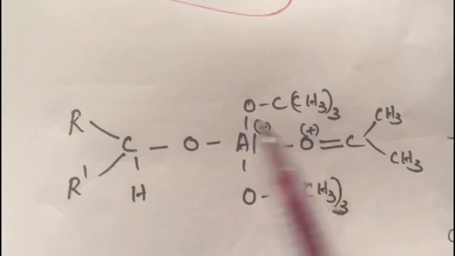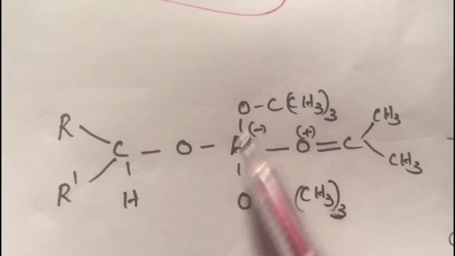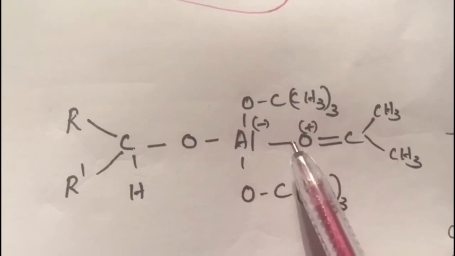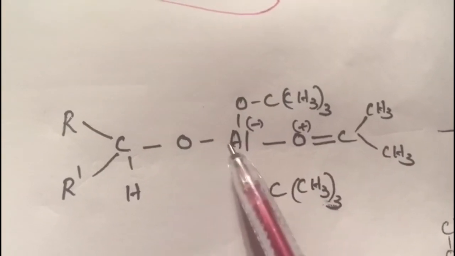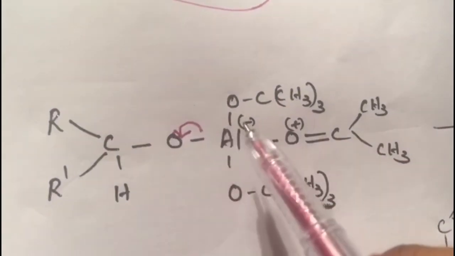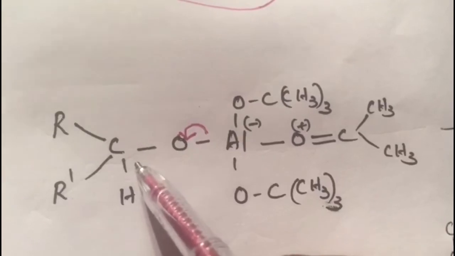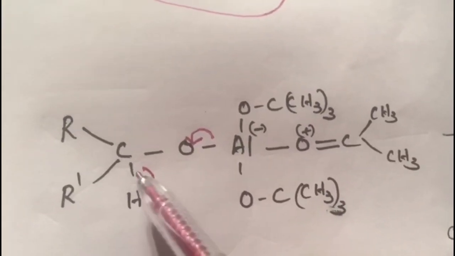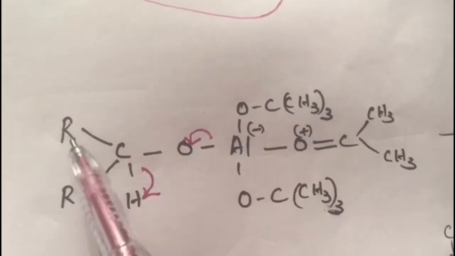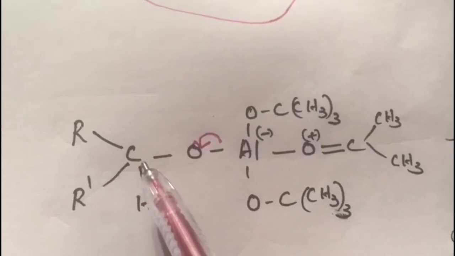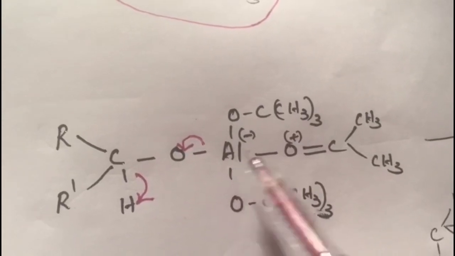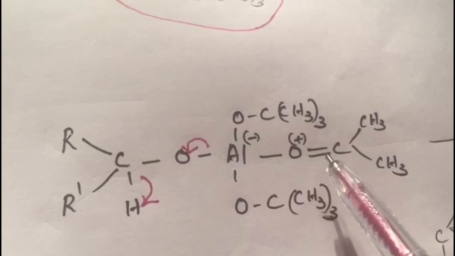Now we know we have to convert secondary alcohol to ketone. Here aluminium has negative charge and oxygen has positive charge, so both should be stabilized. The aluminium-oxygen bond will be broken, and the electrons will shift towards the oxygen atom, so aluminium will be neutral. Here this CH bond will be broken and this H will remove as H minus, so carbon will have positive charge. So here it will form a ketone, R-C-R', where the positive and negative charges cancel out.